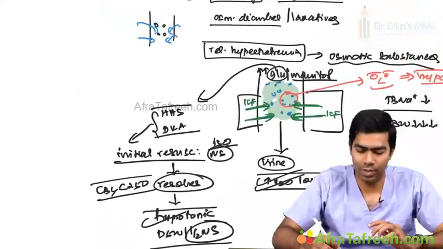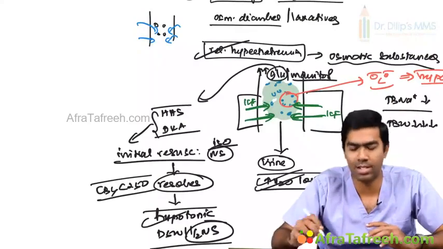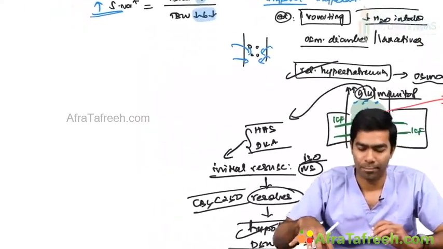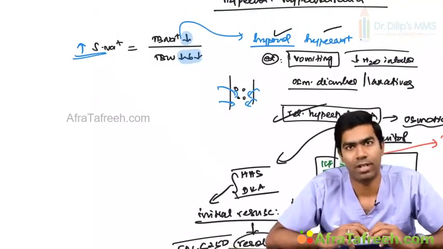Simple, isn't it? These are very beautiful concepts to understand. So this is what we call relative hyponatremia, because the patient will have a false hyponatremia. That's the reason. So these are the conditions where you result in hypovolemic hypernatremic states.